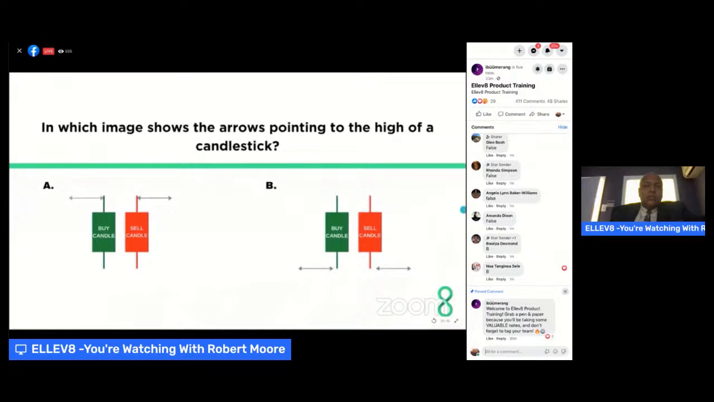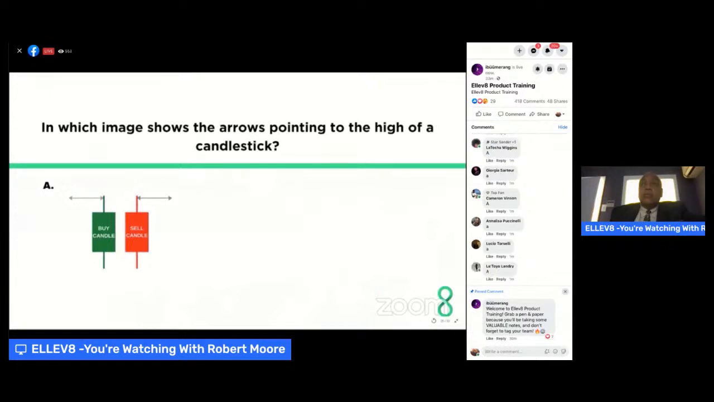Right? Which image shows the arrows pointing to the high of a candlestick? A or B? Beautiful. You guys are awesome. I love it. So the correct answer is A. As I mentioned before, whether it's a buy or sell candlestick, that's at the top of the wick. The wick here is the high of the candlestick. The wick at the bottom here is the low of the candlestick. High, low. Okay?